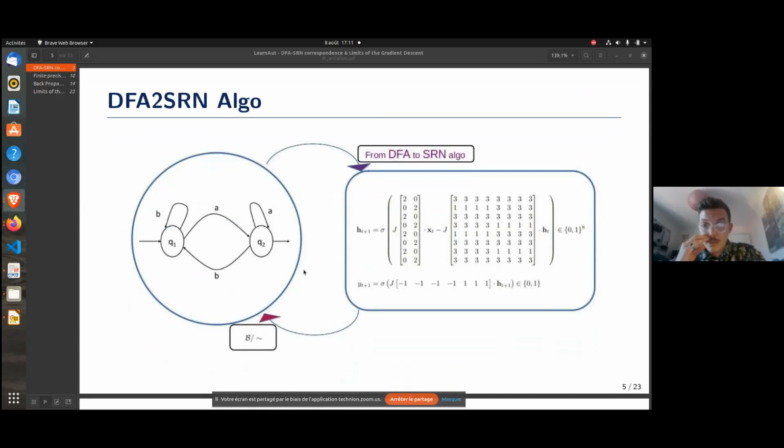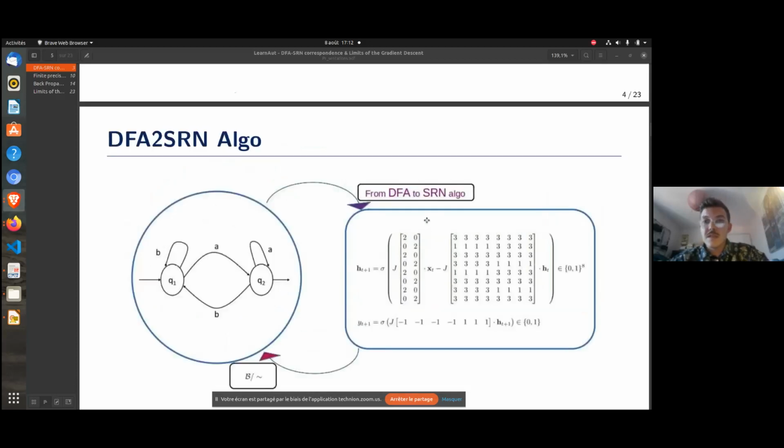So now I would like to talk a little bit about it. I'm not going to dive into the whole theoretical explanation, the general algorithm, because it's very laborious. I hope I will manage to build enough intuition with a small example, and then convince you that it's very easy to extend it to any type of DFA. So let's take this small DFA with two states, operating on an alphabet with two letters. We are going to try to build this SRN right here.